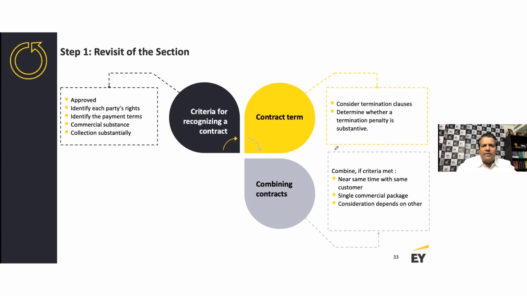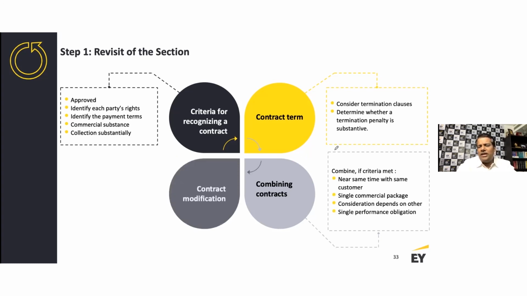Near the same time, with the same customer, with a single commercial package, where consideration depends on the other, there's a single performance obligation. These are all criteria for you to determine whether to combine customer contracts. And then we talked about a contract modification, whenever there is a change in the existing terms and conditions of an outstanding contract.